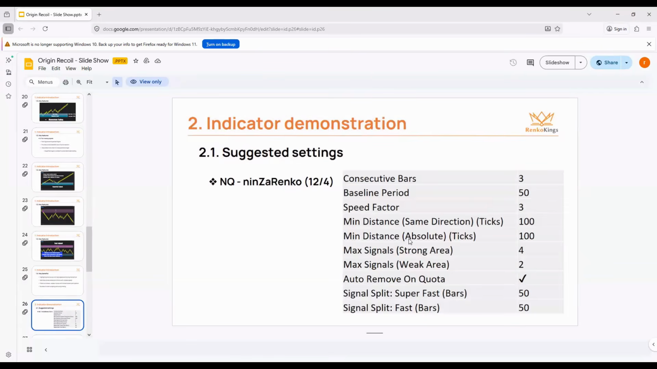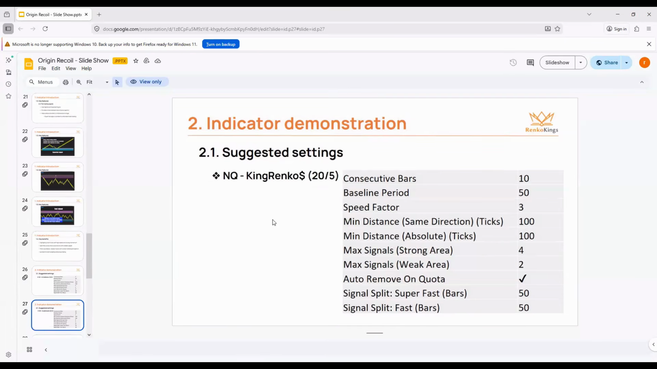Here, ninZaRenko gives settings for different instruments and different King Renko and ninZaRenko bricks. So I did use, yeah, this looks familiar. I think I did use one of their recommendations for settings, NASDAQ, gold. Is anyone still trading gold? Gold has been such a crazy market.